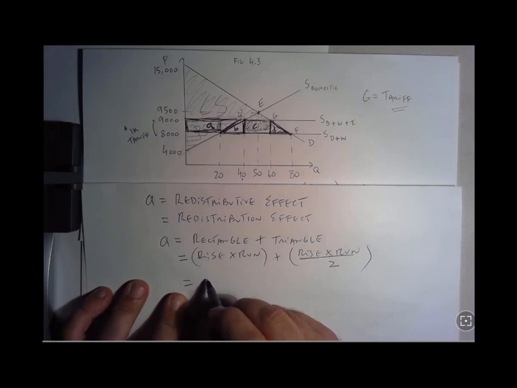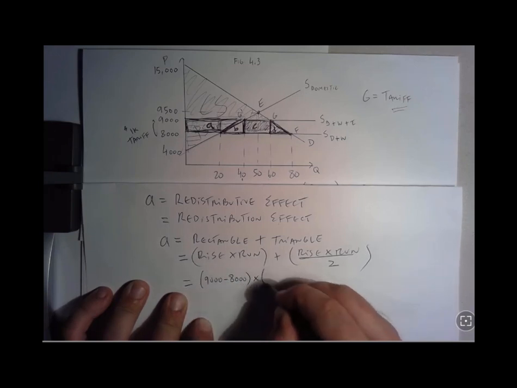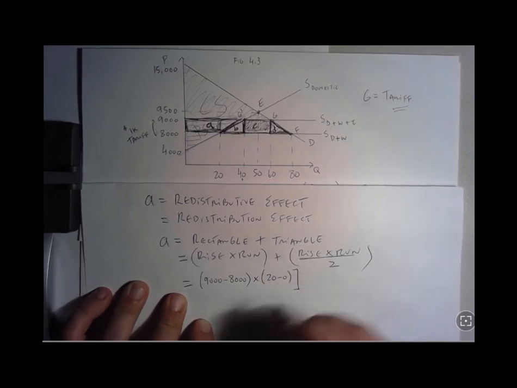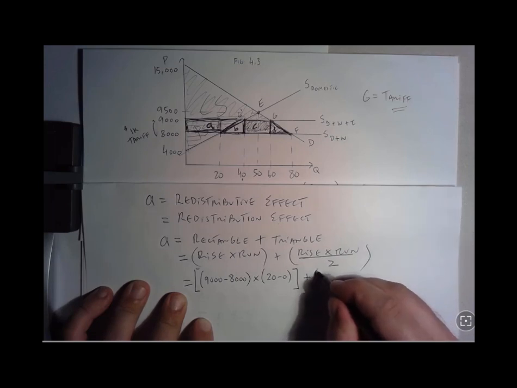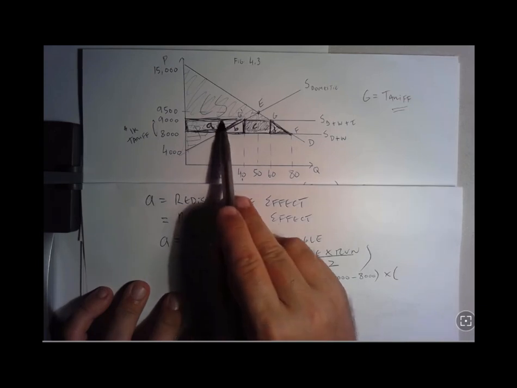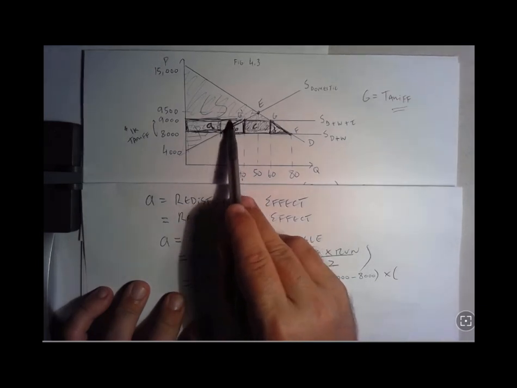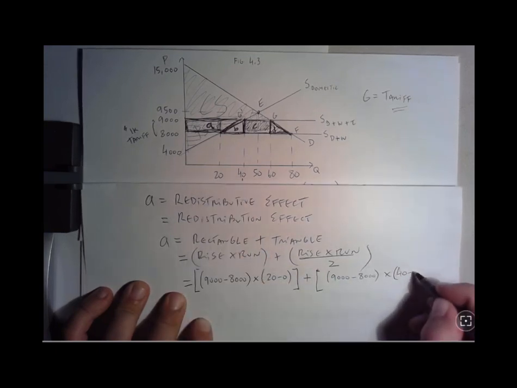And therefore the rise for the rectangle is 9,000 minus 8,000, times the run, which is 20. So that's the rectangle portion. And then the triangle, which has the same rise, and the run is given, I'm looking at this triangle over here, the run is 40 minus 20, divided by 2.